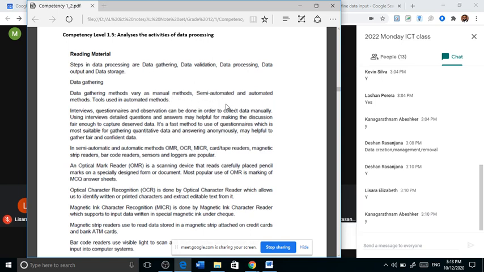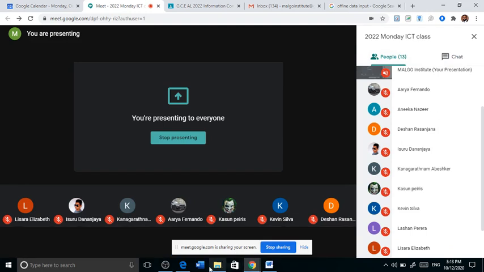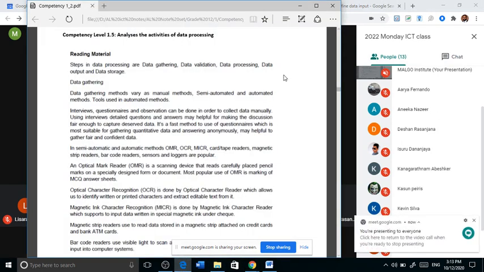As well as you are having semi-automated and automated methods. So these are the main things that you are using to gather the data. Okay, can you all understand?